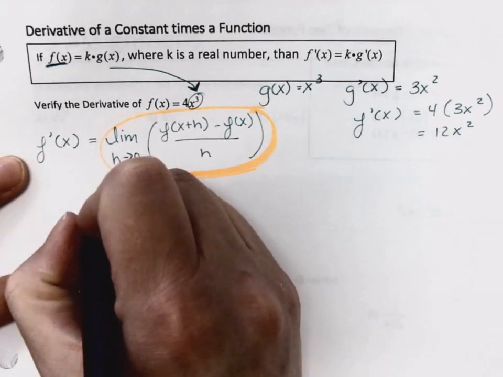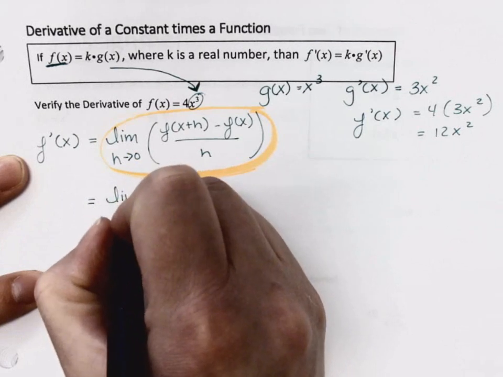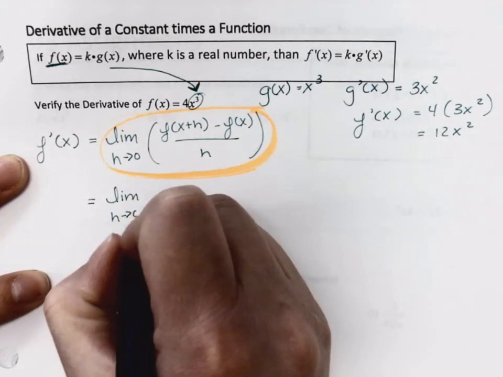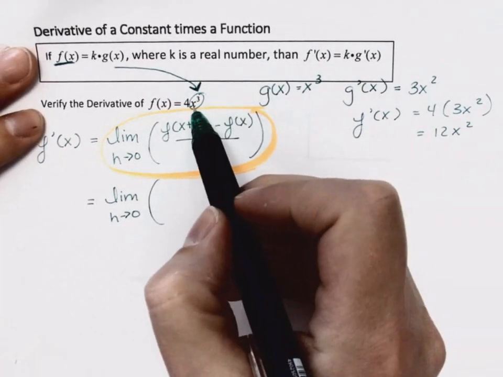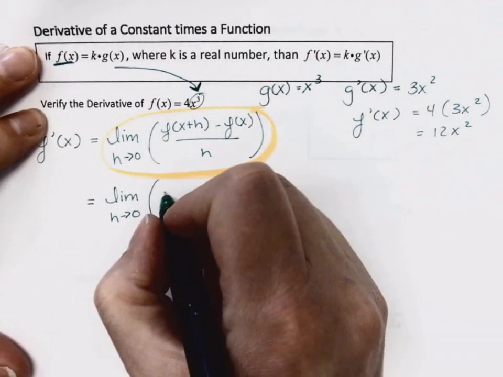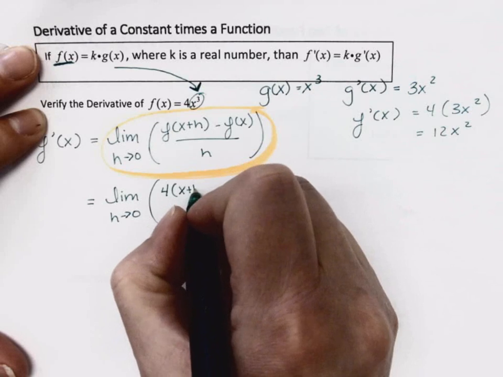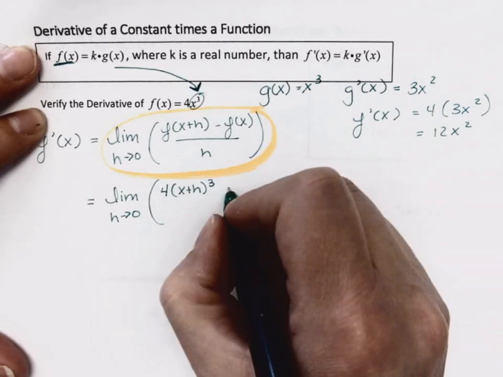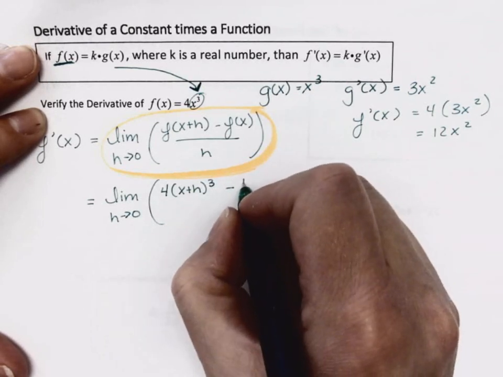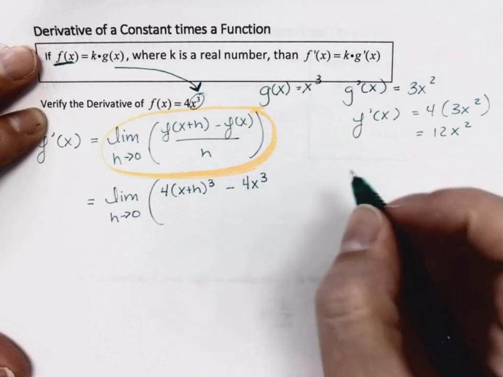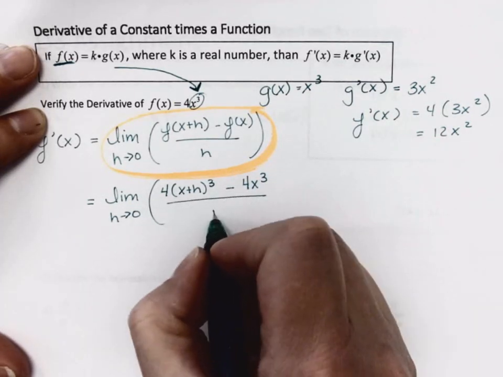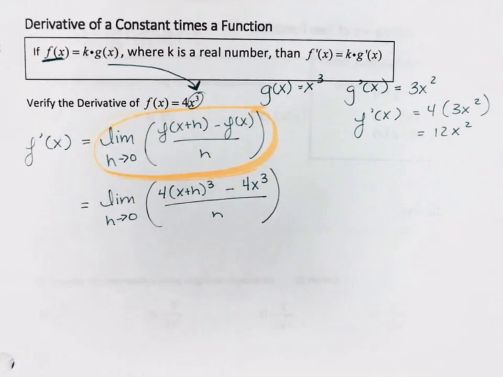Okay, let's fill in some stuff. So the first one, I go back to this formula, and it's going to be 4 times (x plus h) cubed minus 4x cubed, all over h.